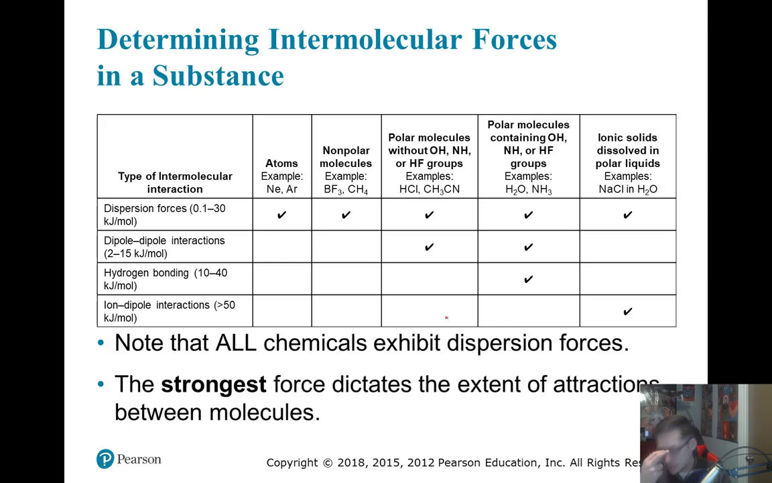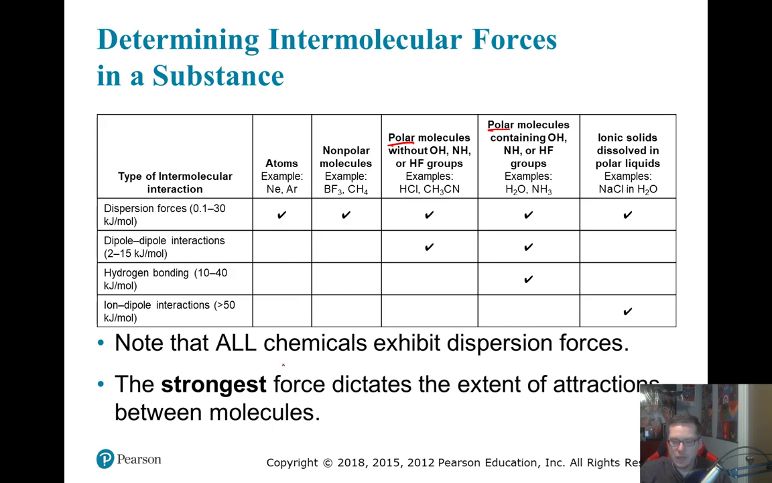So here's a nice little chart that helps you figure out what intermolecular forces are going to be present when. This top column is your dispersion forces. Notice that every single type of molecule is going to have dispersion forces. Dipole-dipole interactions can only occur when you have polar molecules. Hydrogen bonding occurs when you have a polar molecule, but it has to have OH, NH, or HF. And then ion-dipole, you need an ionic solid dissolved in polar liquids.